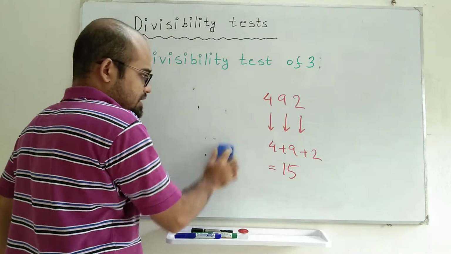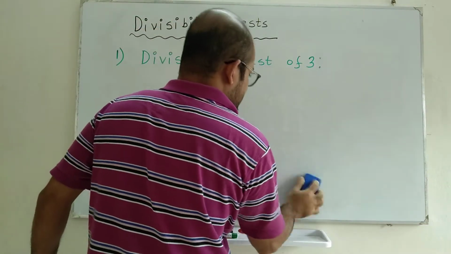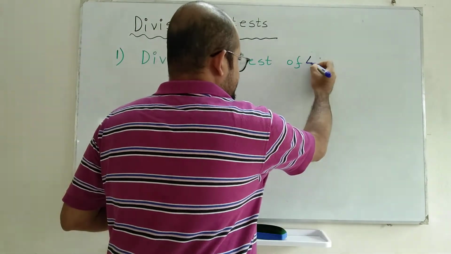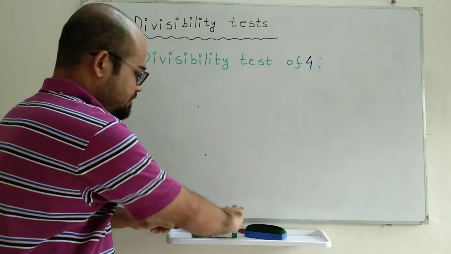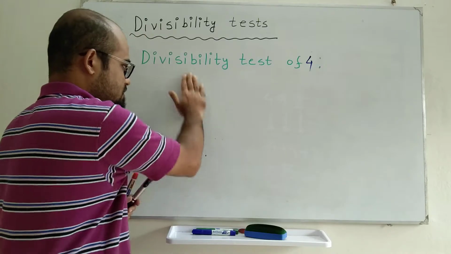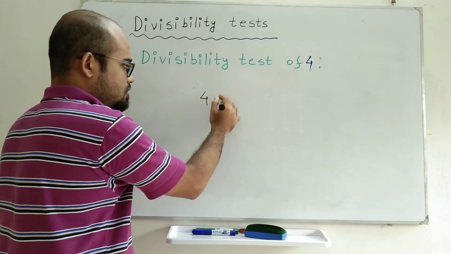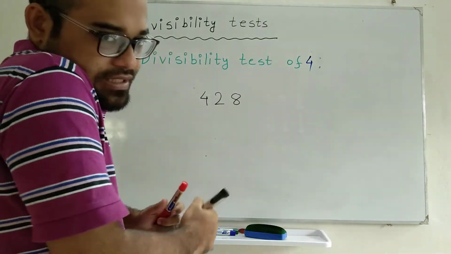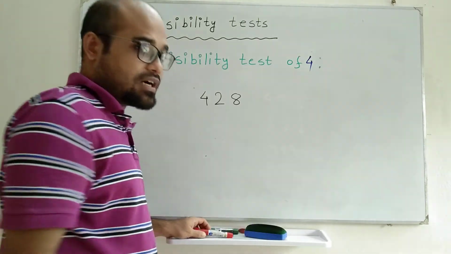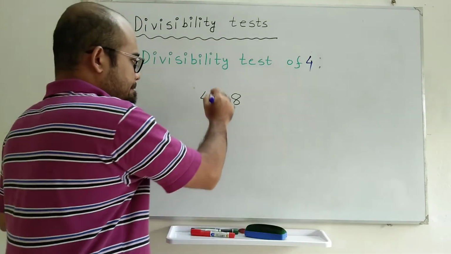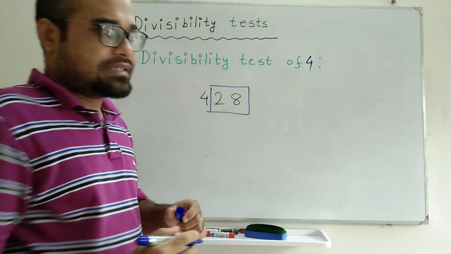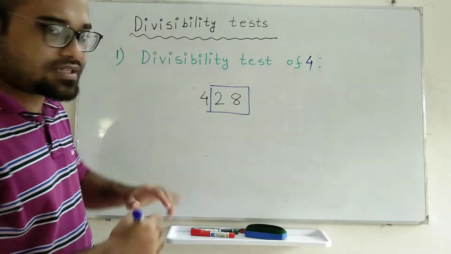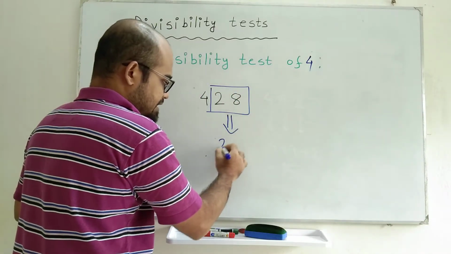After 3, the number whose divisibility we will be testing is 4, and it's a little bit even more complicated. So let's take the help of an example. Let us suppose I have a number 428. For the divisibility test by 4, we'll have to pick up the units and the tens digit and form a number. So if I pick up the units and the tens digits, which number do I get? I get the number 28.